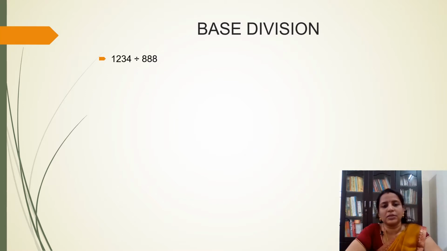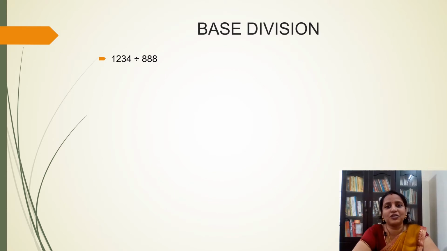The first problem is 1234 divided by 888. Dividing a number by 888 would be a little bit tougher task, isn't it? Yes, but using this base division method, we would be able to solve it very easily and within a few seconds. Can we try it? Yes, please, come on.